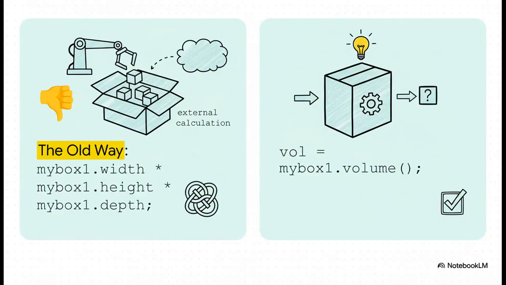And wow, this just shows you the difference perfectly. On the left, you've got that clumsy external calculation. But on the right, it's clean, it's intuitive, you can read exactly what it's doing. We're just telling our box object, myBox1, to run its volume method. We're asking the box to figure out its own volume. That's a huge step forward in just keeping our code organized.